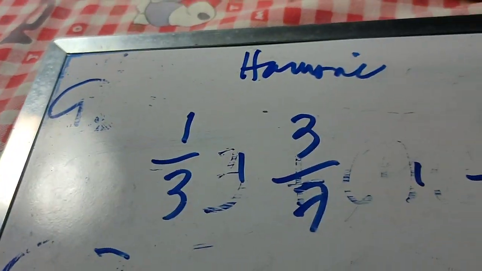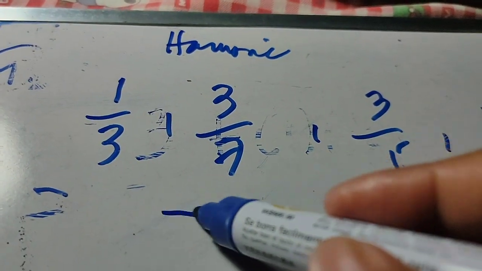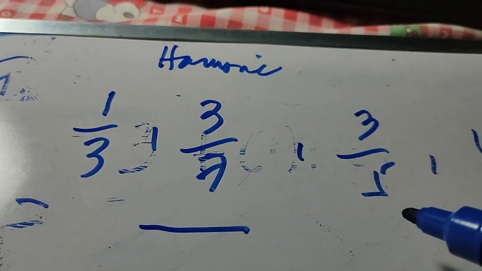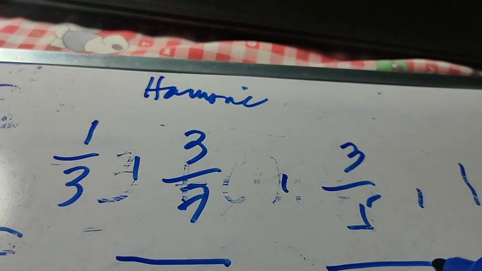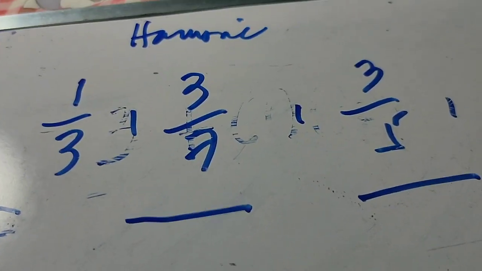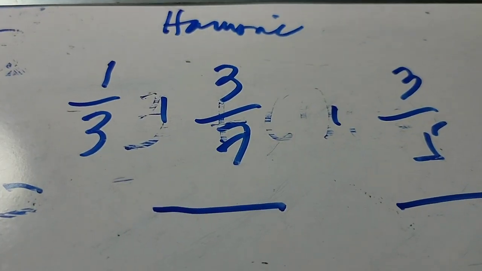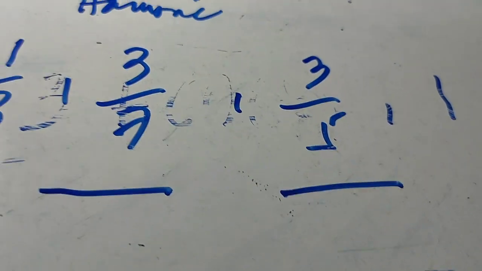Okay, these are the middle terms. We have 3 over 7, or the two terms of the harmonic sequence are 3 over 7 and 3/5. So just try to view the next video so that this will be explained further.